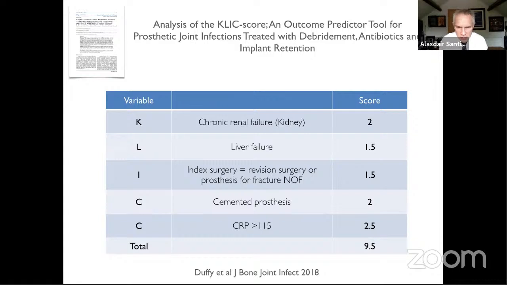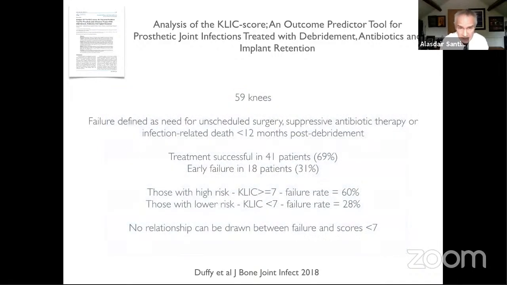2 points if it's cemented, and then 2.5 points if you've got a CRP of greater than 115. So 9.5 is your total score. And basically, they looked at 59 knees. If you score 7 or above, so you've got most of those criteria, your failure rate is 60%. But if you've got a score of less than 7, you've got a failure rate of 28%.